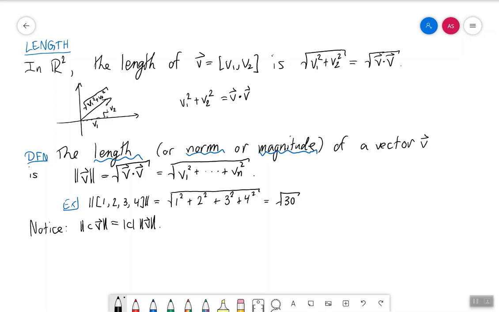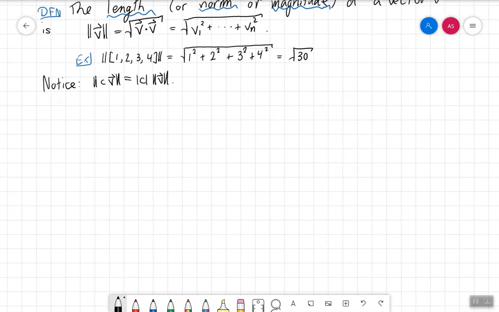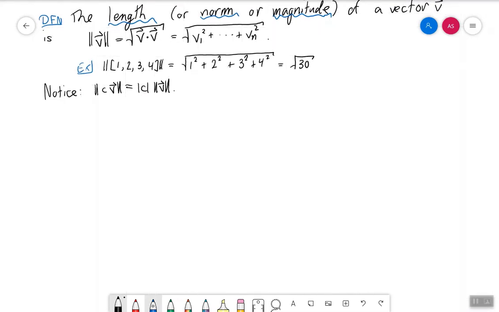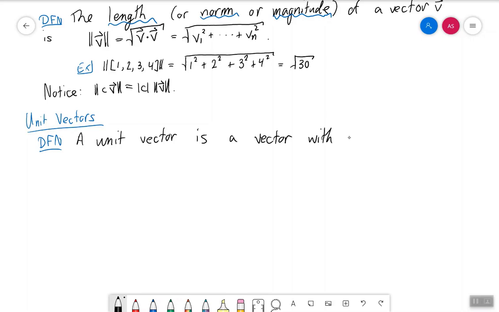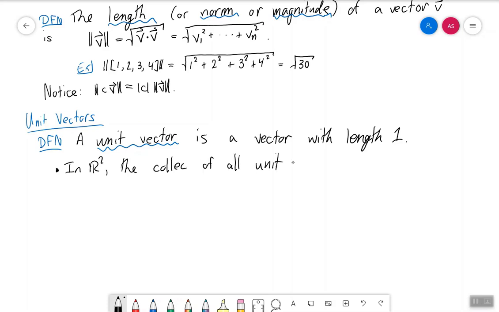The next thing I want to talk about having to do with length, let me move everything up here, is unit vectors. A unit vector is a vector with length 1. In R2, the collection of all unit vectors forms a circle.